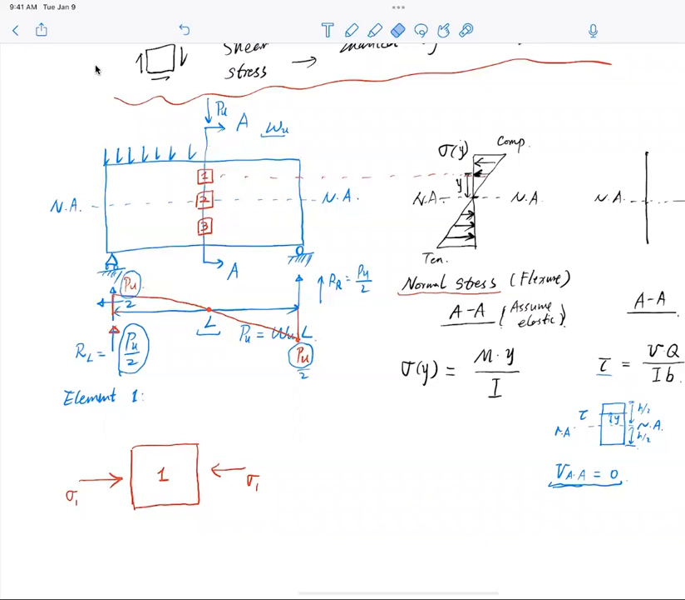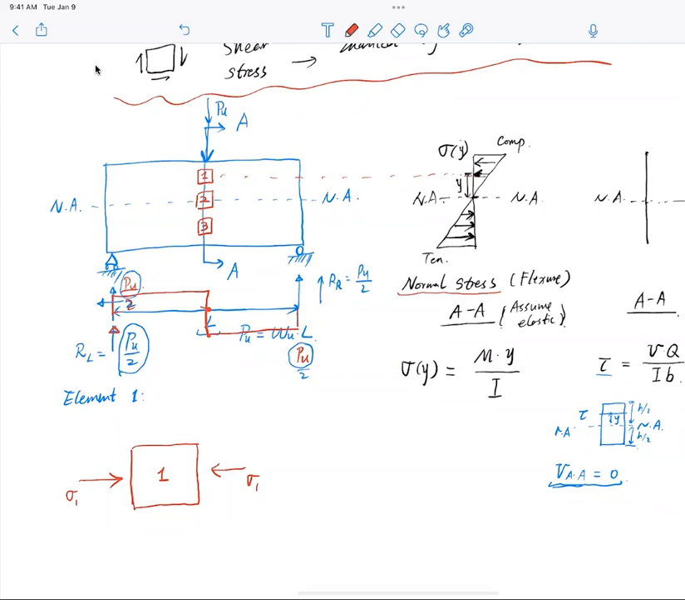I said remove this distributed load. Instead, I'm going to have a concentrated load Pu only, okay? If that's the case, my shear diagram changes. Start from a certain half Pu at the left end and go straight and sink to another half Pu, then go straight again. So this is half Pu again, okay?